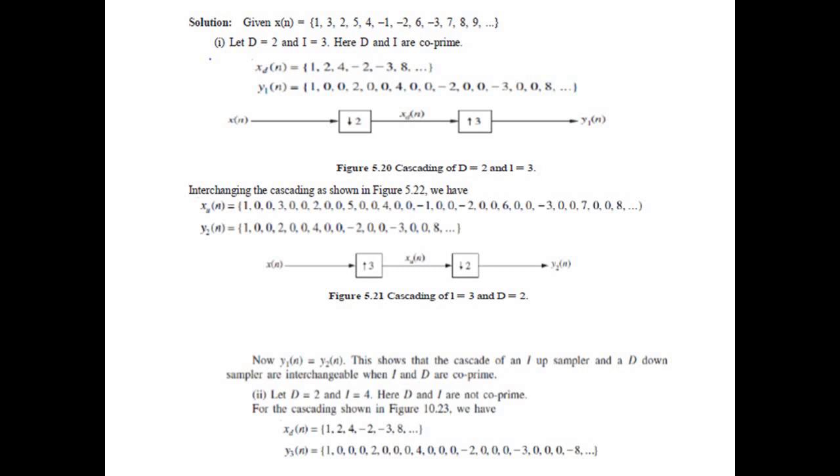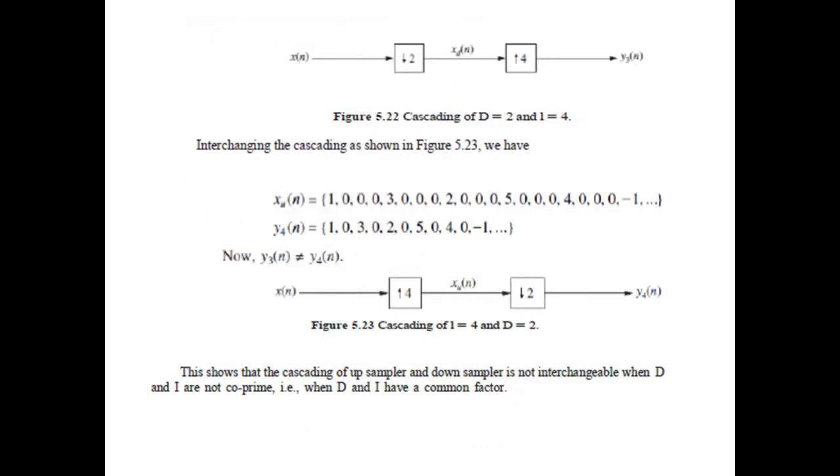For the cascading diagram in the figure shown below, you can see that the given signal is this one, and the interpolation is by a factor of 4. So there will be 3 zeros in between. For the subsequent numbers, when they are not co-prime, we can infer that it is not interchangeable.